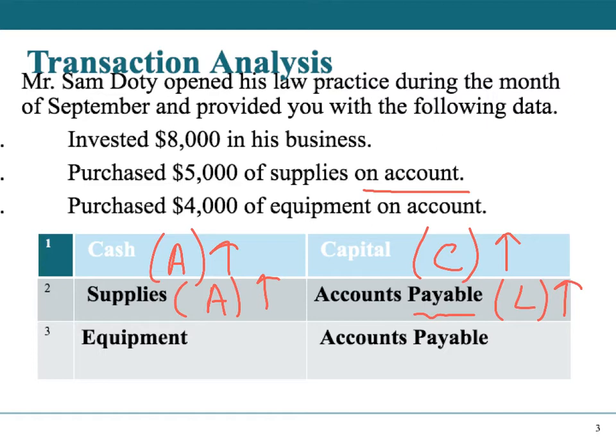Next one, compare 2 and 3. So we purchased supplies on account versus we purchased equipment on account. So both are on account. Guess what? Accounts payable stayed. It's a liability and went up. What's different? We used supplies before. Now we need to use equipment as an asset.